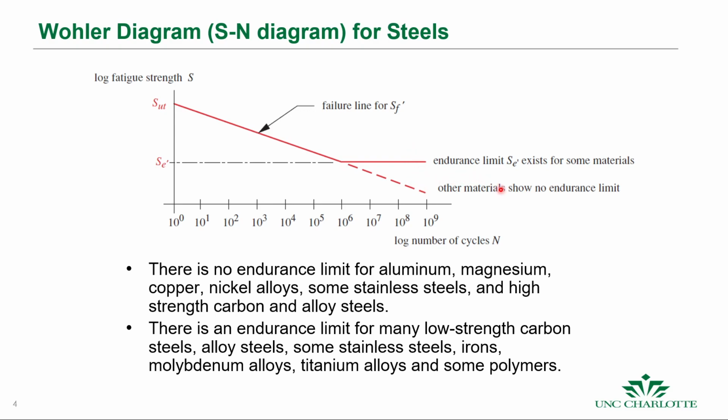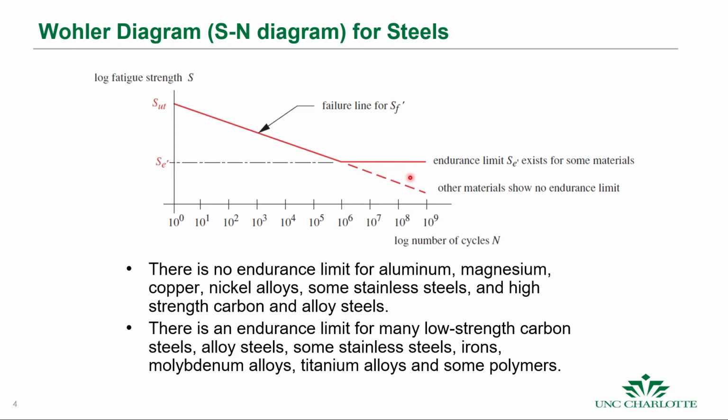But also magnesium, copper alloys, nickel alloys, some stainless steels, and some high-strength carbon and alloy steels. So you can't just say steel has an endurance limit and aluminum doesn't. Well, aluminum doesn't, but you can't say that because you have to consider some stainless steels and some high-strength carbon and alloy steels also do not have an endurance limit.